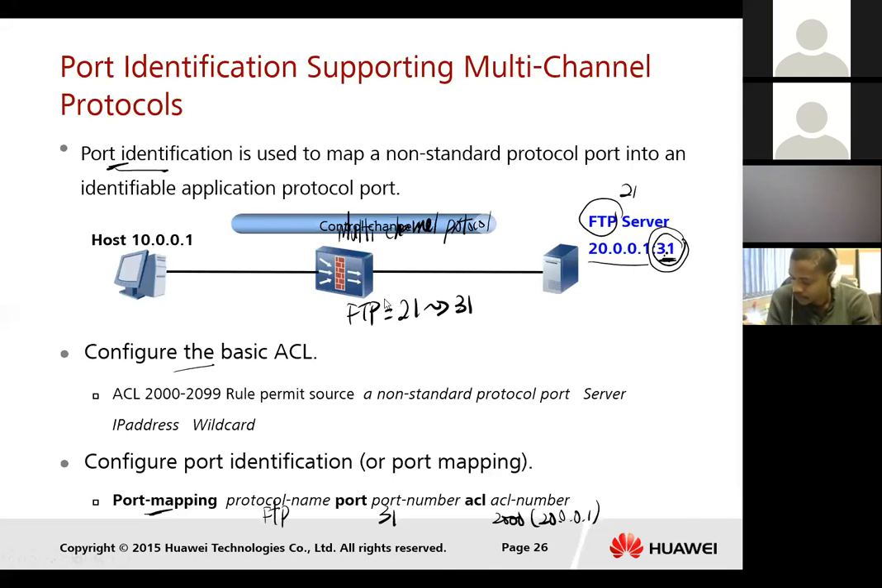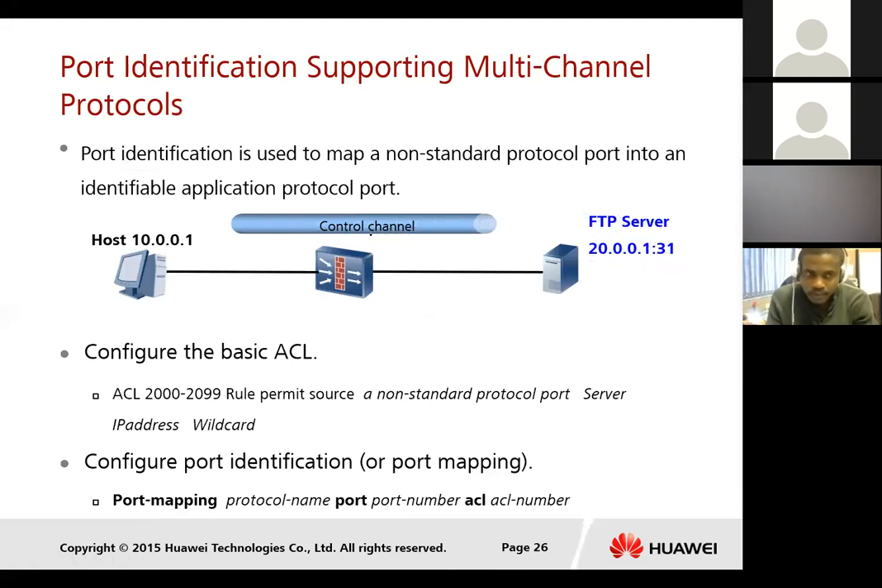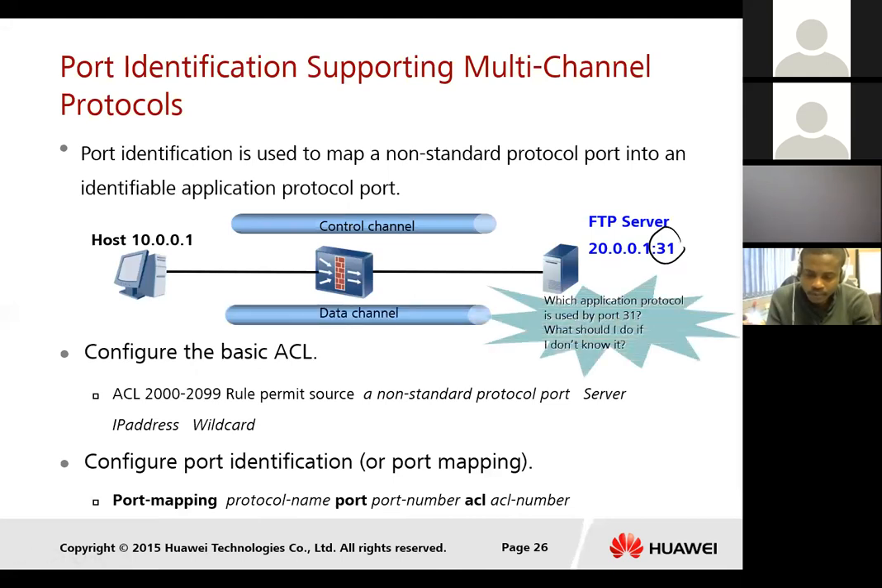Okay, let me clear this. So we form the control channels using 31, and form the data channels. So which application protocol is used by port 31? What should I do if I don't know? In this case, you just need to do the port mapping. After you perform the port mapping, the firewall will identify that your FTP has been modified to port 31 already. Because this one is very important: when you modify the destination port numbers of the application, remember to perform the port identification.